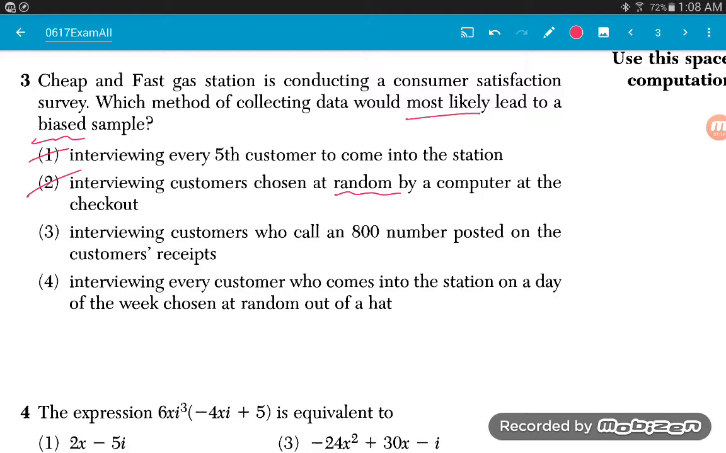Interviewing customers who call an 800 number posted on the customer's receipts. This one's complicated. People who get decent service, people who get good service, they don't typically call an 800 number posted on a receipt. They're not going to call. The only people that would call are people who had negative experiences and wanted to complain about something. So this would lead to a biased sample. We would only get input from the people who called, which are typically people who have complaints. So we would never hear from the good experiences. We never hear from good customers, only bad ones.